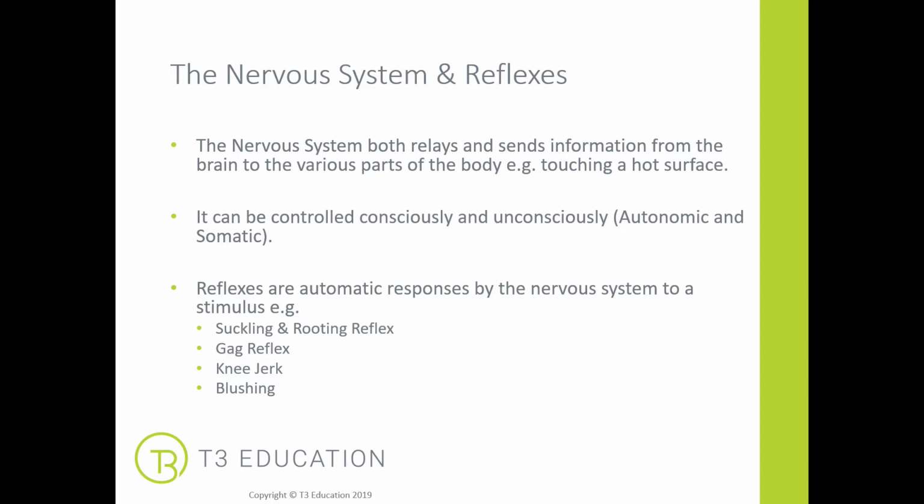It can be both controlled consciously and unconsciously. Your hand can be pulled away before you even had time to process that what you were touching was hot. So we have this constant voluntary and involuntary control that is managed through the nervous system. And reflexes are automatic responses, so they're part of that autonomic system where the nervous system can respond to a stimulus in a certain way.